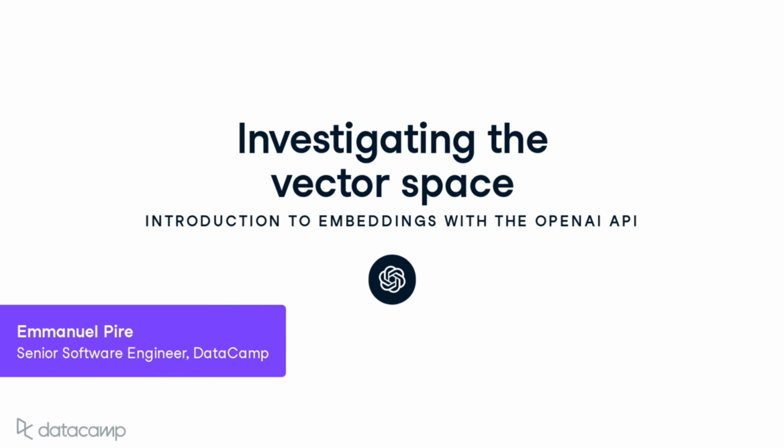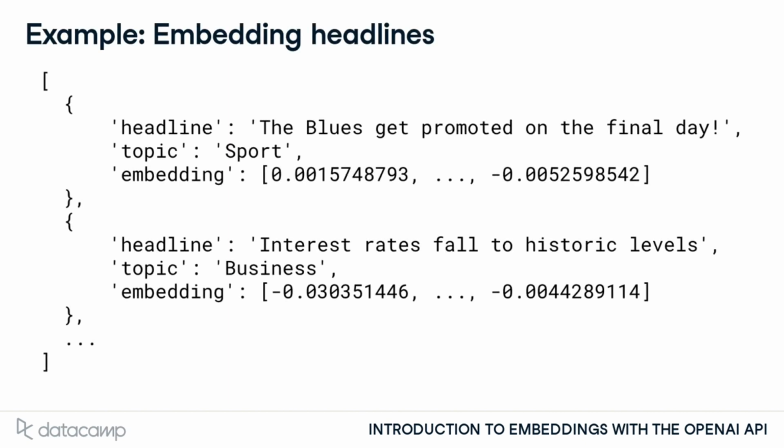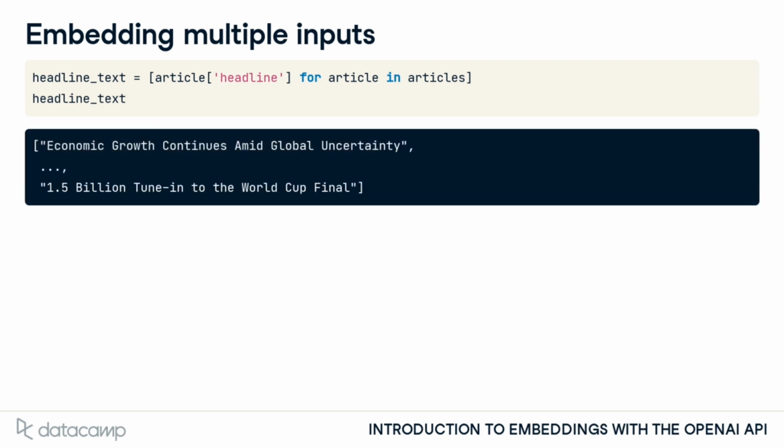Welcome back! In this video, we'll discuss embedding multiple inputs and how to store, handle, and explore these embeddings. Let's dive in. We'll be working with a dataset of news articles stored in a list of dictionaries. Each article has a headline stored under the headline key and a topic stored under the topic key. We'll embed each headline's text and add them back into the headlines dictionary stored under the embedding key. To start, we'll extract each article's headline using a list comprehension, accessing the headline key from each dictionary.